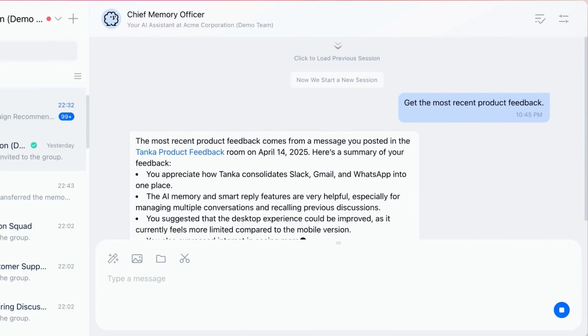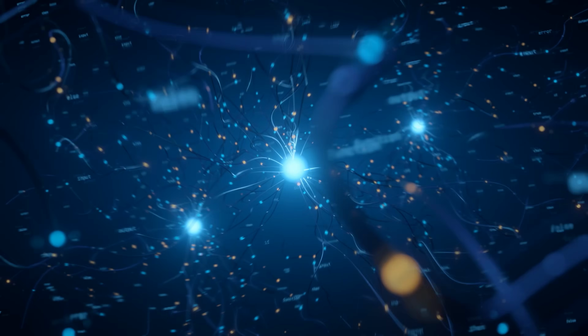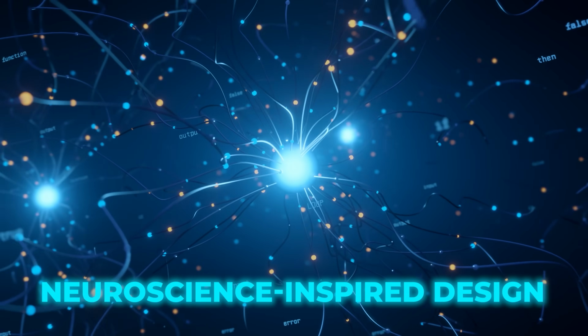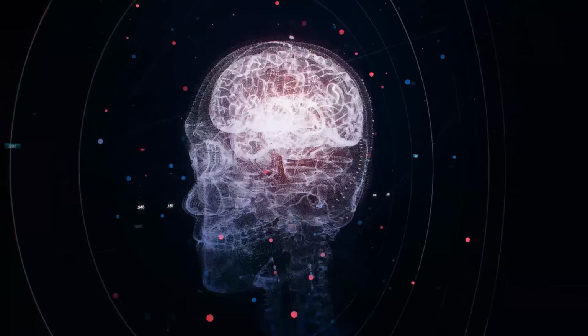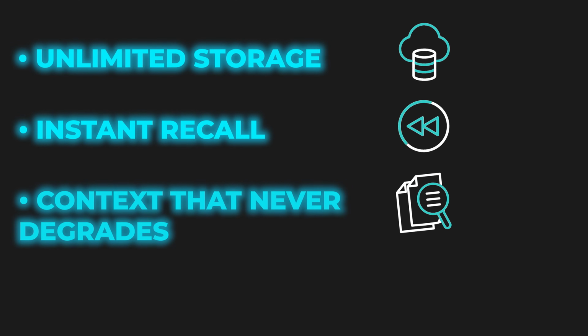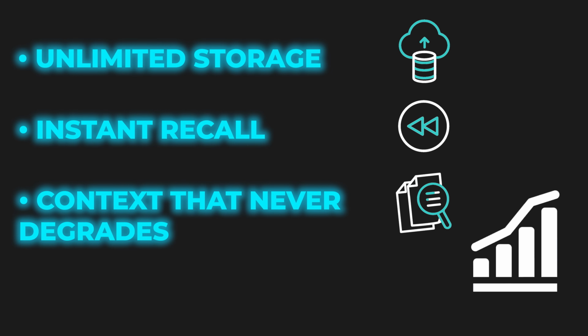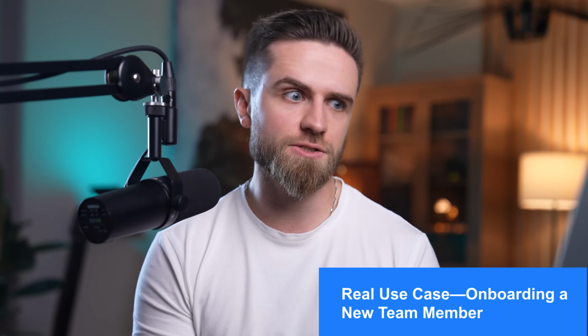This is not retrieval augmented generation with a basic vector database. This is a memory-native AI architecture. Tanka's EverMemOS uses neuroscience-inspired design, mimicking how human brains store and retrieve episodic memory. You get unlimited storage, instant recall, and context that never degrades. The graph keeps growing. Every message you send, every doc you create, every meeting you record, it's all integrated in real time. Let me show you a real scenario that sold me on this.